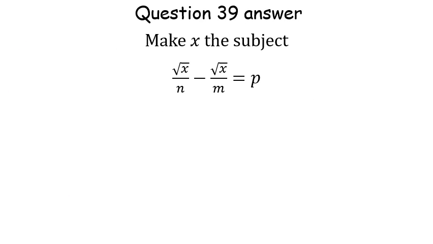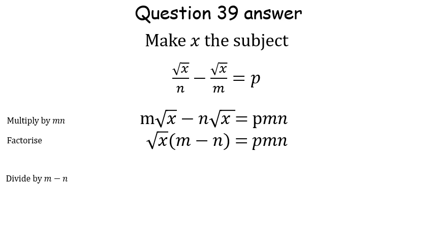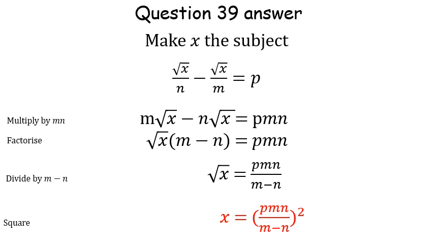Question 39. I started by multiplying both sides by mn. I then factorised so that I could divide both sides by m minus n. I then squared both sides, getting x equals pmn over m minus n all squared.